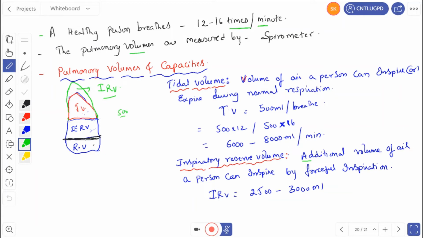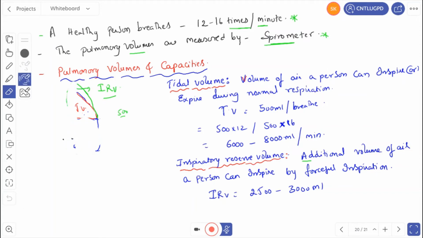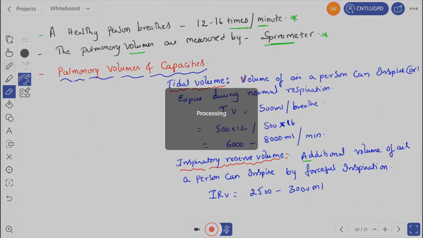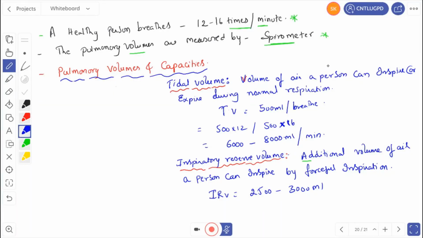Pulmonary volumes are measured by a spirometer. This is also one of the important questions. Let us see the pulmonary volumes and capacities. I have already drawn this diagram, but I will draw it again for you. What are the pulmonary volumes and how do we measure them? I am taking one lung here as an example. I am not going to represent it as a graph. This is the lung.